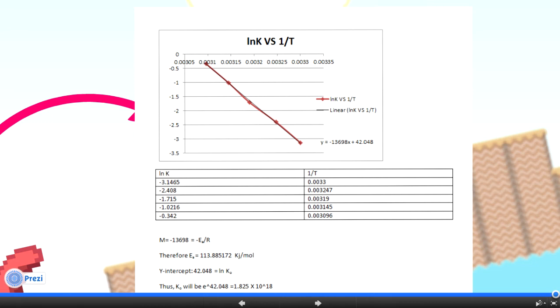113.88512. From the graph, we can obtain ln K0, the y-intercept of the graph, which is 42.048. The result is then inversed to know the value of K0.